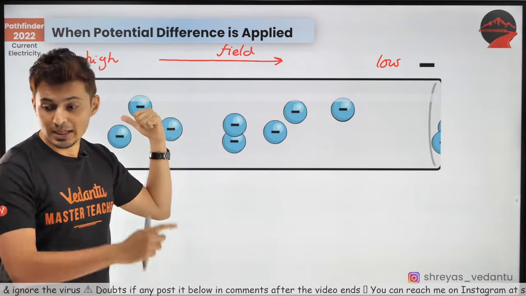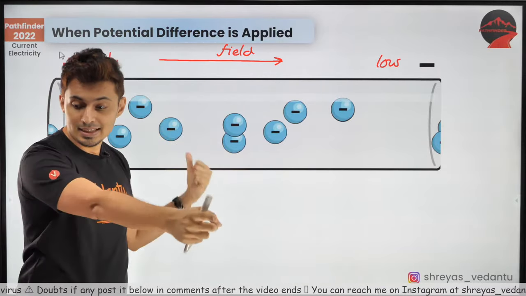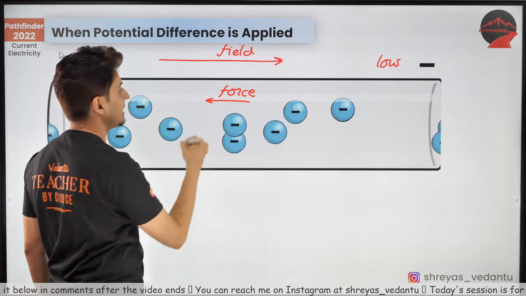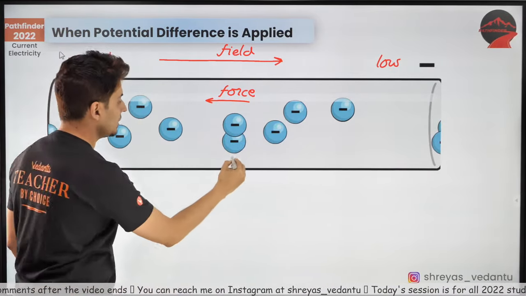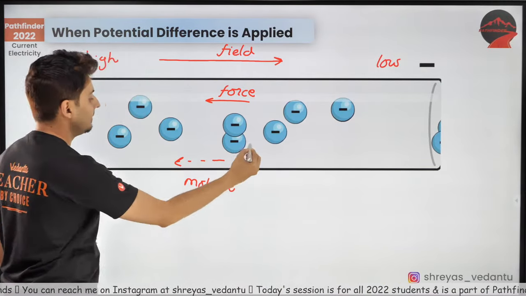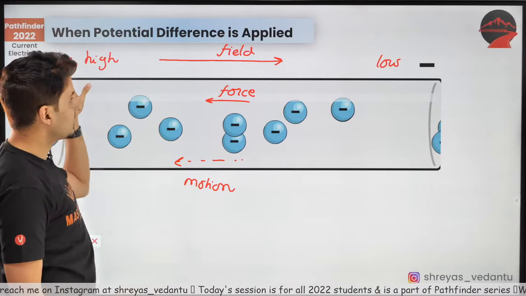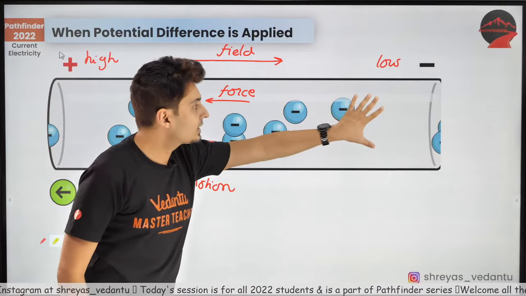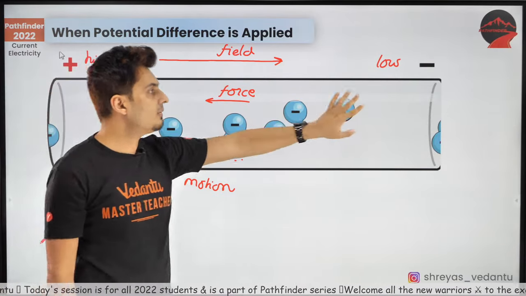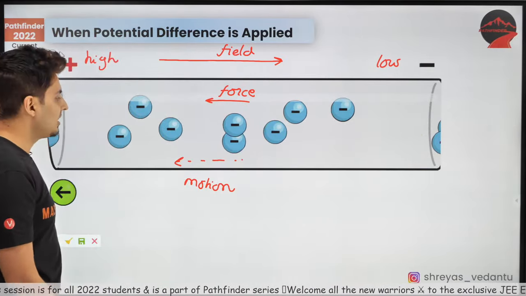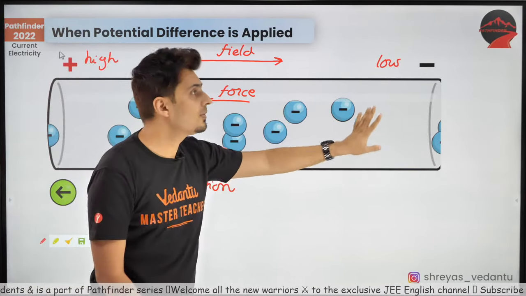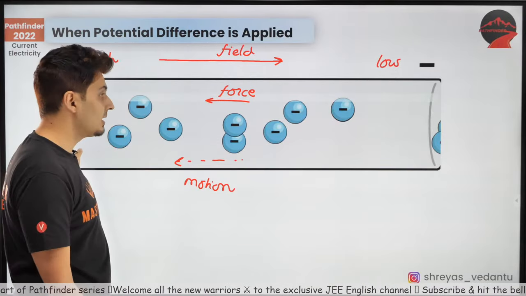Which direction will the force be? It will be towards right side or left side? Yes, exactly, towards the left side. So the force on the electrons will be towards the left side. So that means the motion of the electrons will be towards your left side. So this is high potential, this is low potential. So electrons will go from low potential to high potential. Negative charges will go from low potential to high potential. So whenever you create potential difference, the negative charges go from low potential to high potential.